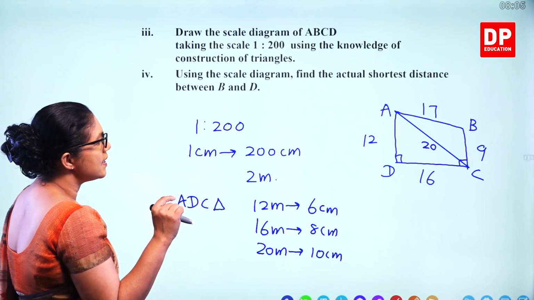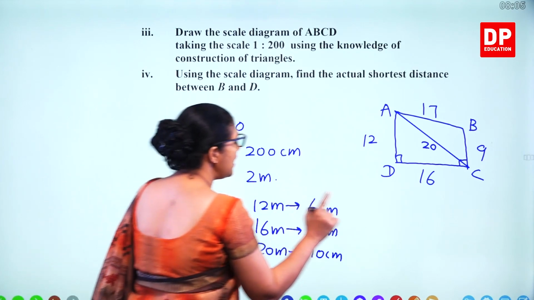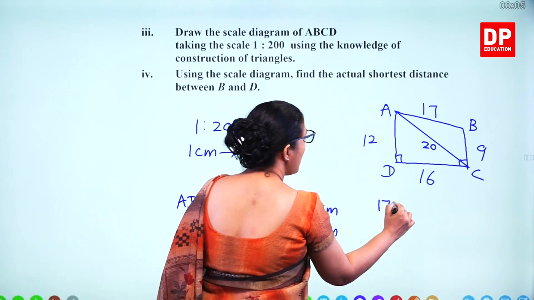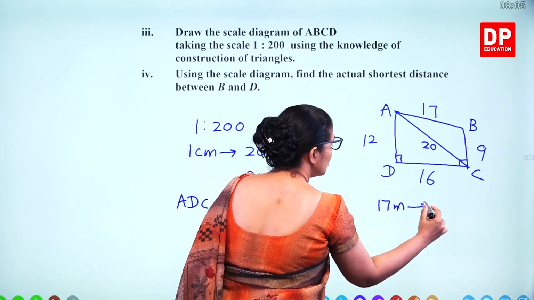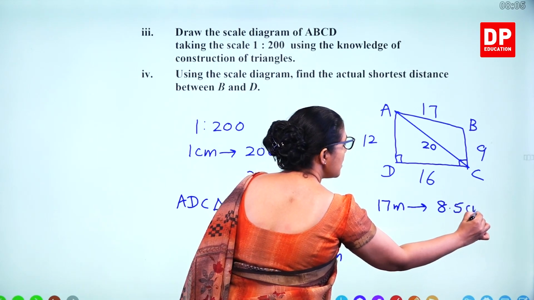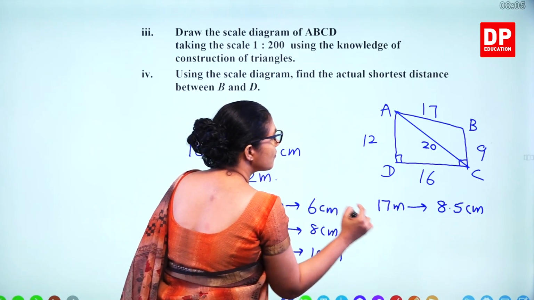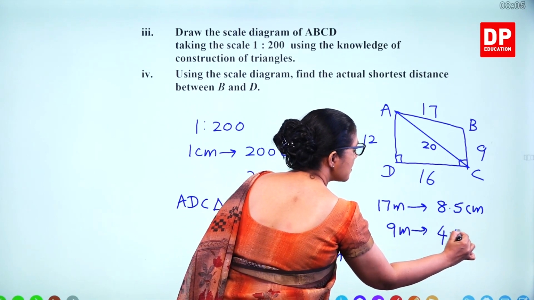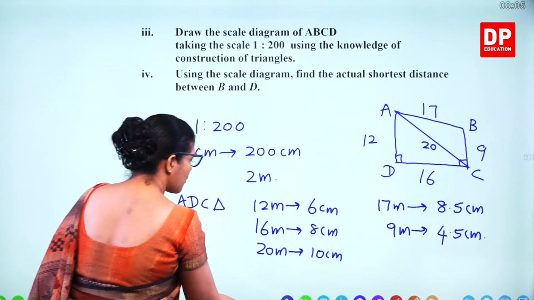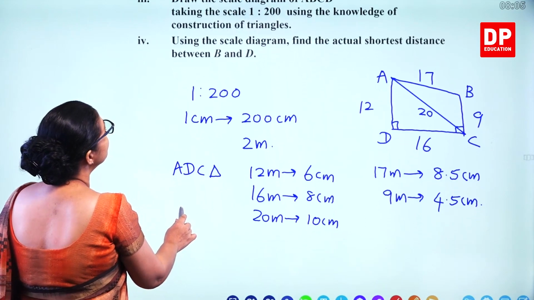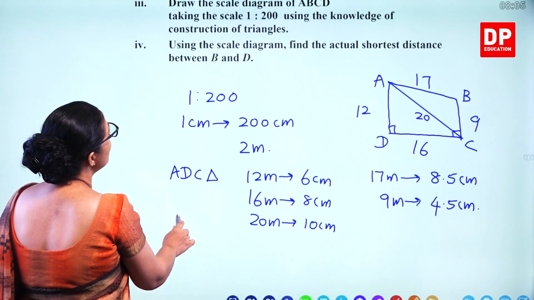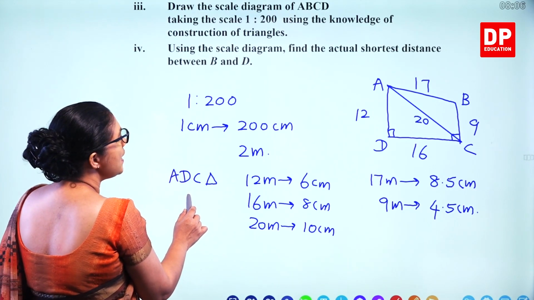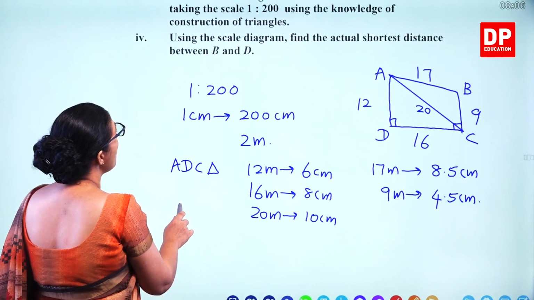Then for the ABC triangle, 17 meters divide by 2, 8.5 centimeters. 9 means divide by 2, 4.5 centimeters. So let's draw this diagram. And from the diagram, you have to find out the actual shortest distance between B and D. So the length BD also you have to find.